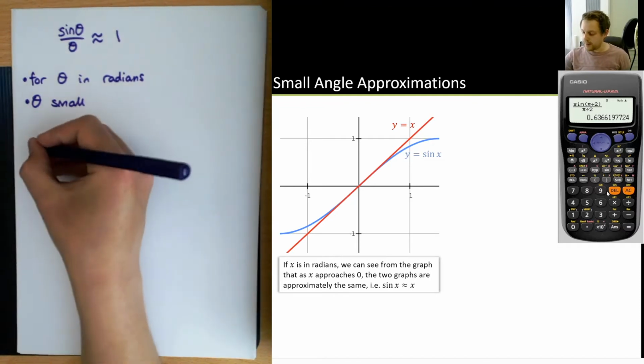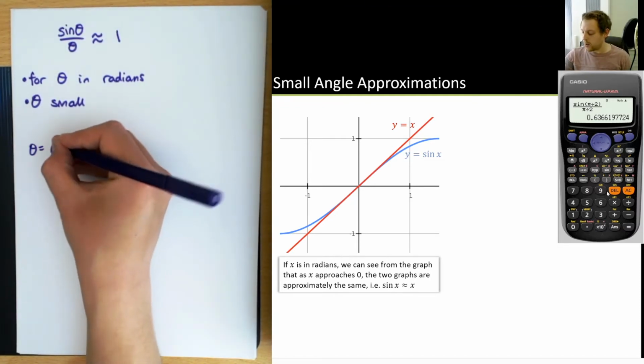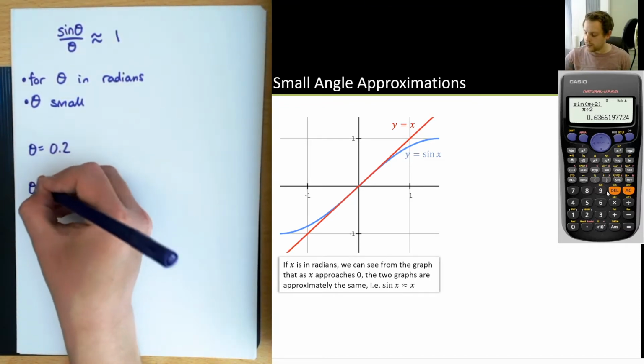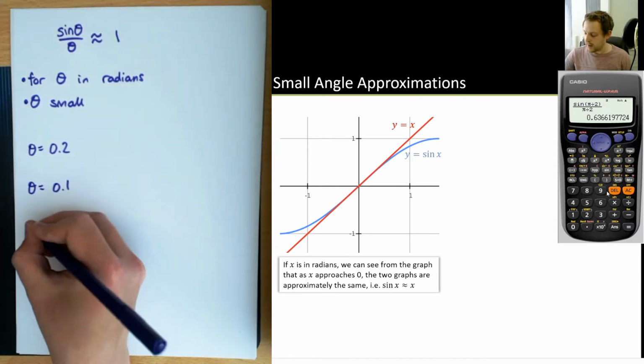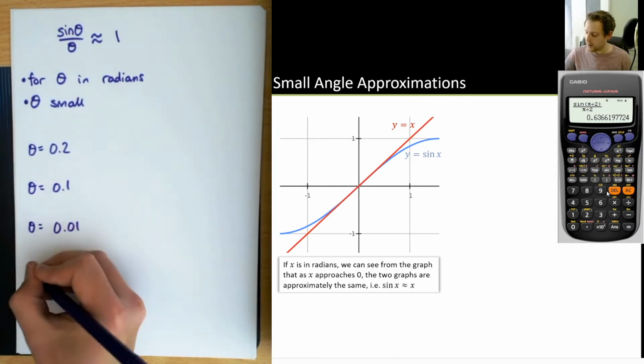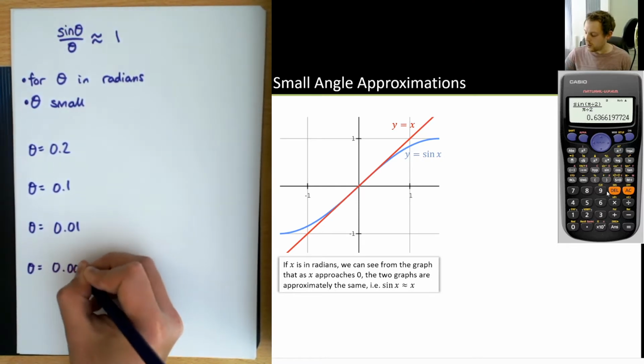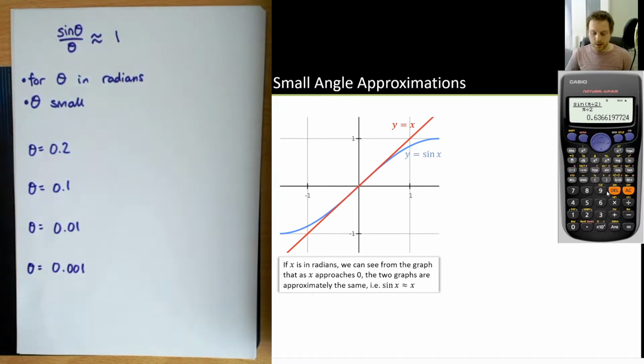So let's try it for different values of theta. Let's try 0.2, 0.1, 0.01, and 0.001. And once we've seen these in action, I'll explain again what it means to be a small angle with a little bit more precision, because obviously so far I've not really been very precise, have I?